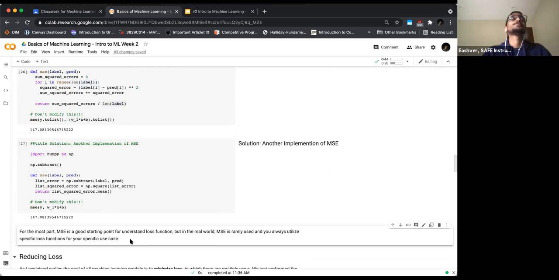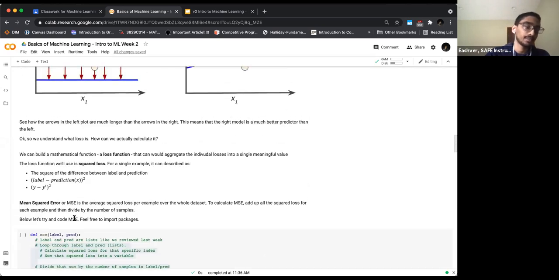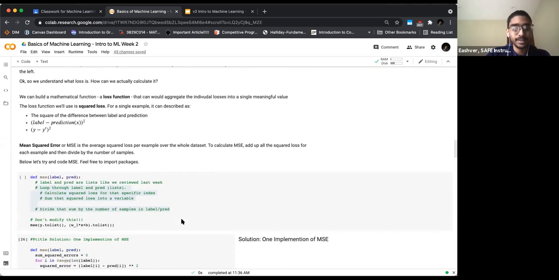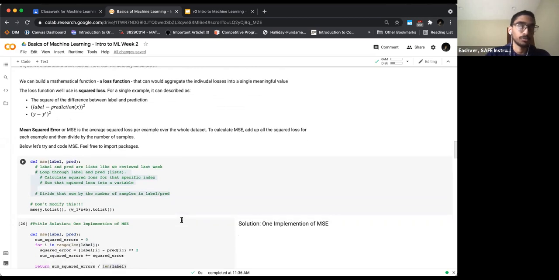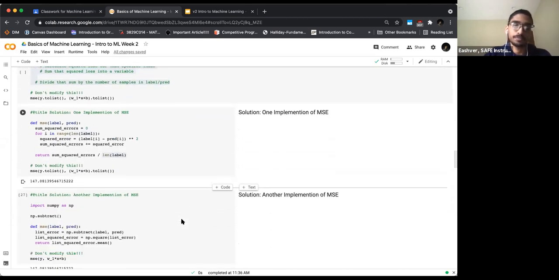So I think everyone understands what mean squared error is doing, right? It's a good loss function to understand, especially with linear regression, since it's easy to understand theoretically. It's just taking the difference between the label and the prediction, squaring it, and then taking the average across all the examples. And that's just a number.